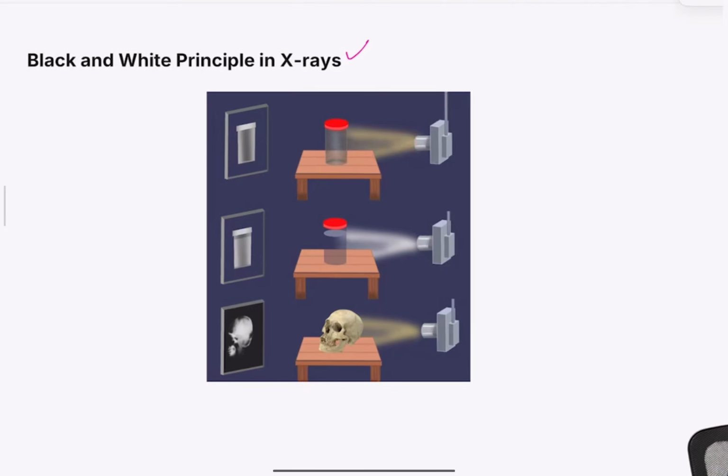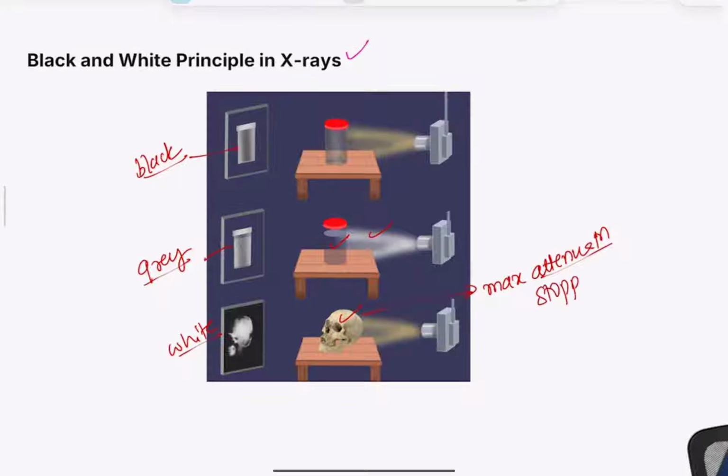The air, the least dense, there is maximum transmission of X-rays, more penetration, and the image is going to be more black. As the density increases, air replaced by water, there is less transmission of X-rays and the image becomes less black. That means it becomes grey. As the density increases further, bones allow minimum passage of X-rays, and the image becomes white, right. So we will say that bones have maximum attenuation of X-rays. Attenuating X-rays means stopping the X-rays. So maximum attenuation is seen with bones.